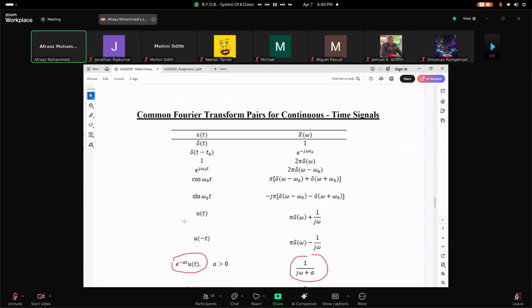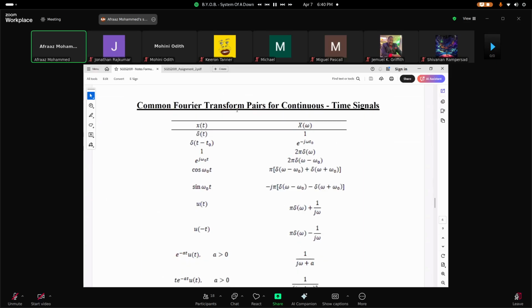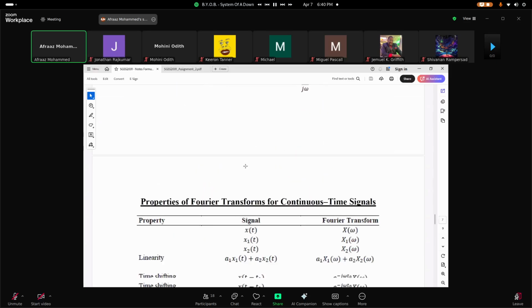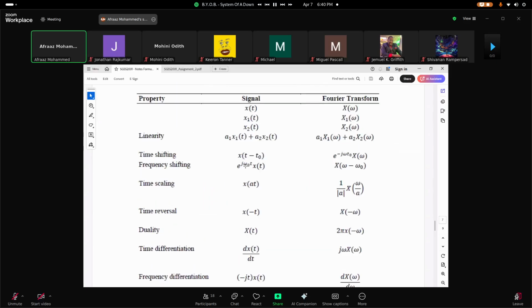If we go down, same thing: you have the transform pairs and then you have the properties. For the properties, we see x of t, x of omega, and then the time differentiation: dx of t over dt gives you j omega X of omega. Again, if it was dy of t over dt, that will give you j omega Y of omega. So that's it for the continuous time.